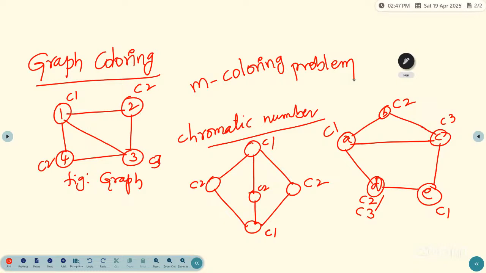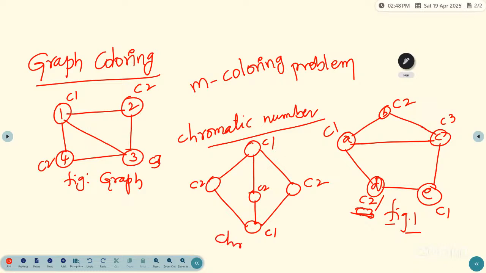Note on this graph. This is Figure 1. Note this down. All these use 1, 2 and the minimum number of colors.